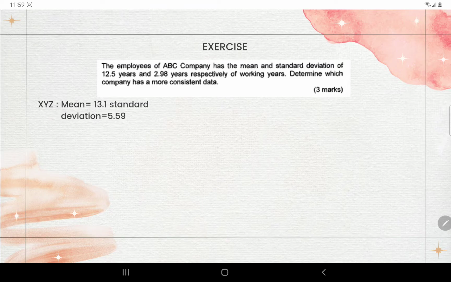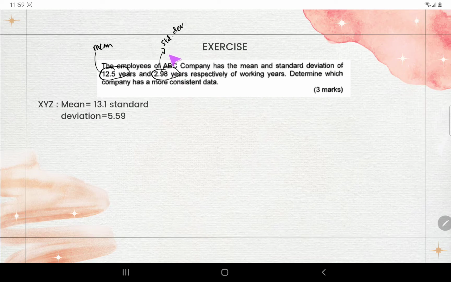Okay, let's take a look at this exercise. The employees of ABC company has the mean and standard deviation of 12.5 years and 2.98 years respectively on working areas. So this is our mean, and this is the standard deviation. Determine which company has more consistent data. This is the data for company ABC, here is the mean and here is the standard deviation.